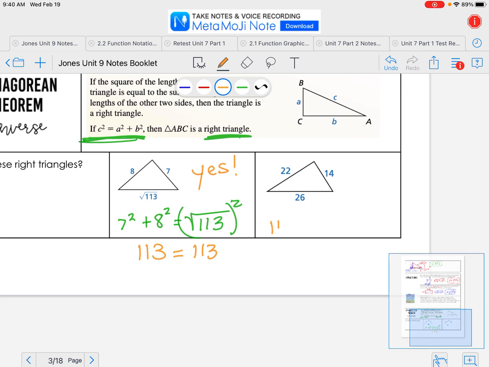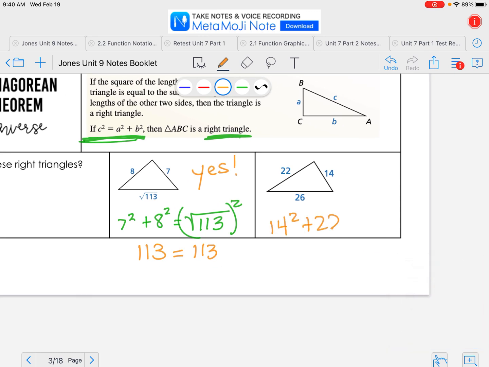Let's check this one. Is 14 squared plus 22 squared equal to 26 squared? Remember that the hypotenuse is the longest. 26 squared is 676. And 14 squared plus 22 squared is 680. No, not a right triangle.